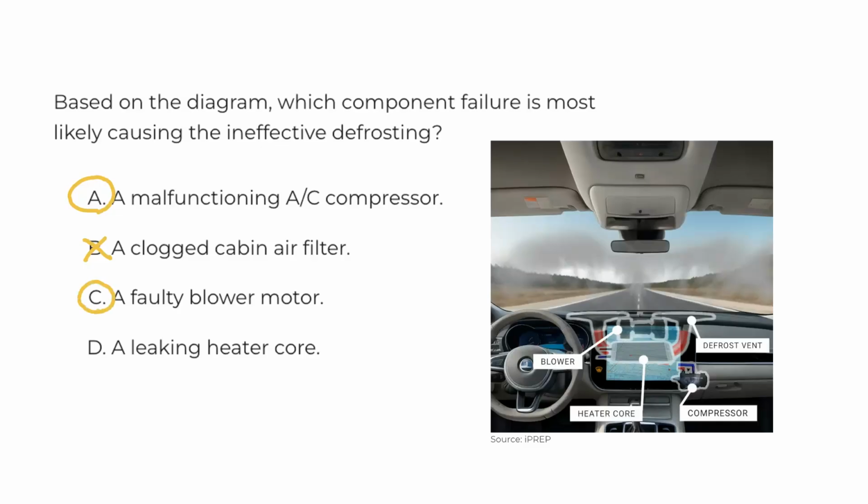Then we have C, a faulty blower motor, which of course is also incorrect. This would give little to no airflow at all, not merely ineffective defrosting. So C is also incorrect.